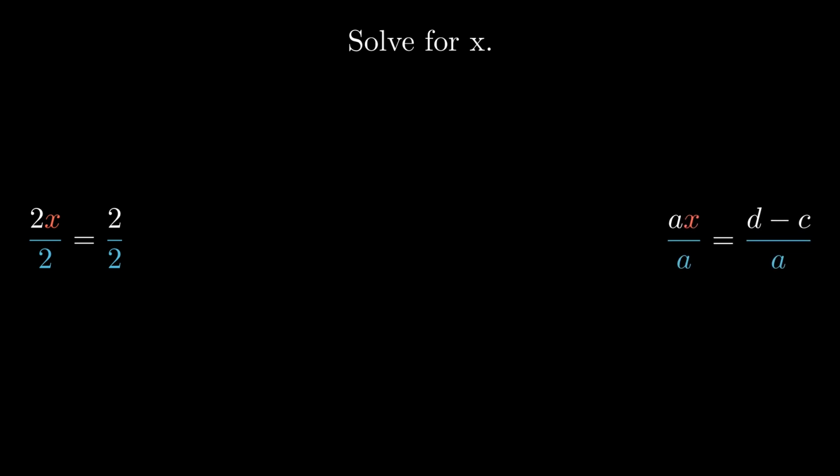I do need to do a little more simplification. So on my left-hand side problem, my 2's will divide out to become 1. So I'm going to end up with x equals 1. And then on my right-hand side, I can't quite simplify as much. The ax over a is just going to give me x. But my right-hand side is going to stay as d minus c over a.